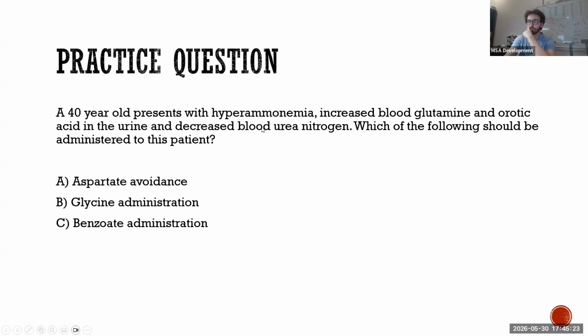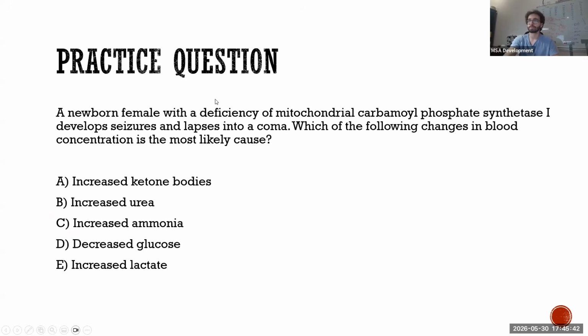Okay, this question is telling you this patient has hyperammonemia, increased blood glutamine, and orotic acid in the urine. What do we give this person? From the choices, what do you guys think is correct? Benzoate. Of course, we said benzoate is for glycine, but here phenylacetate is not an option. So just choose benzoate. But if phenylacetate was an option, then you choose phenylacetate because here they said glutamine. Okay, but this is correct.